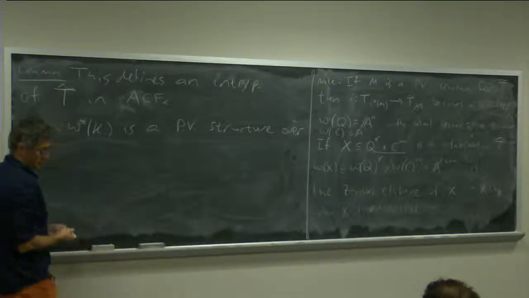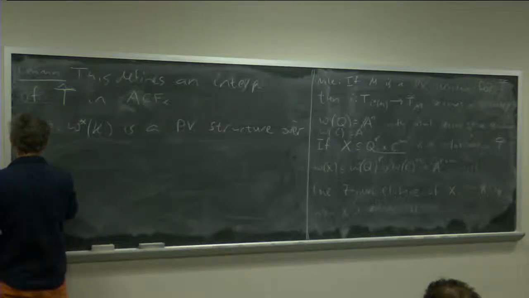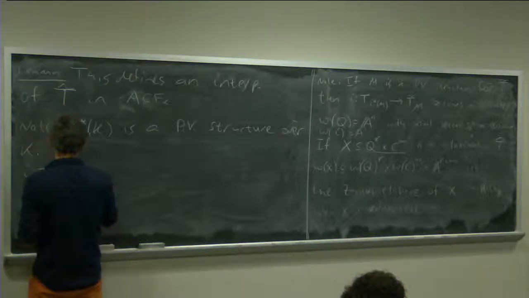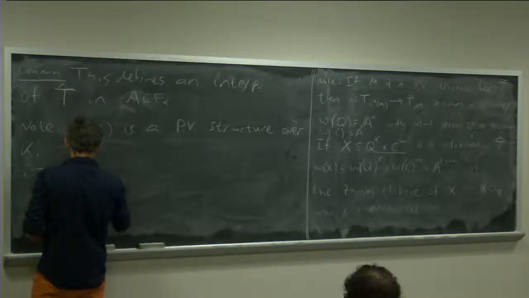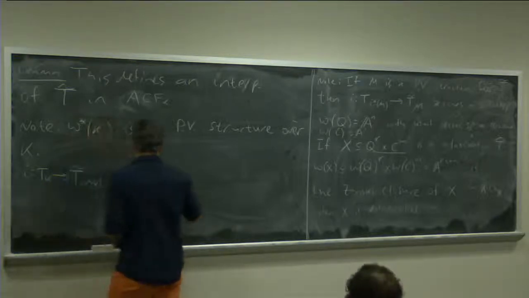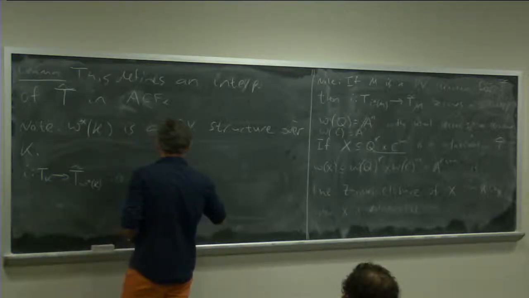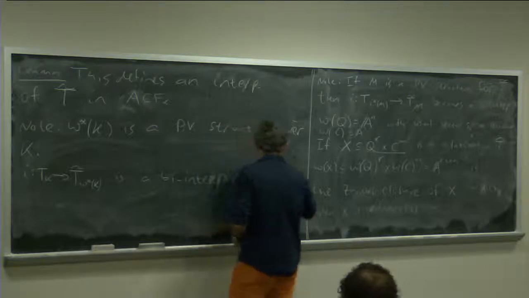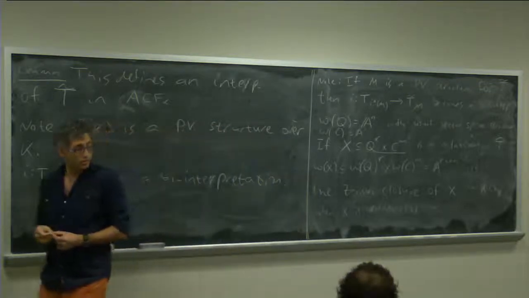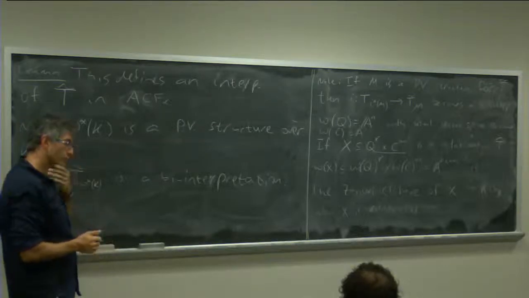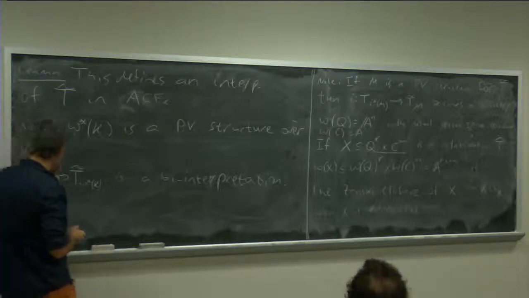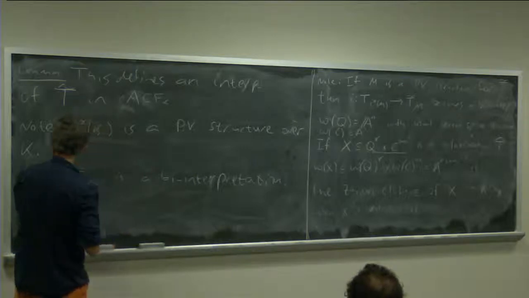And now, in particular, from T_K to T tilde, the pullback of K is by interpretation. Let me just get this straight. T sub K means the theory of T but adding the constants K as parameters. Right? Yes. Okay.